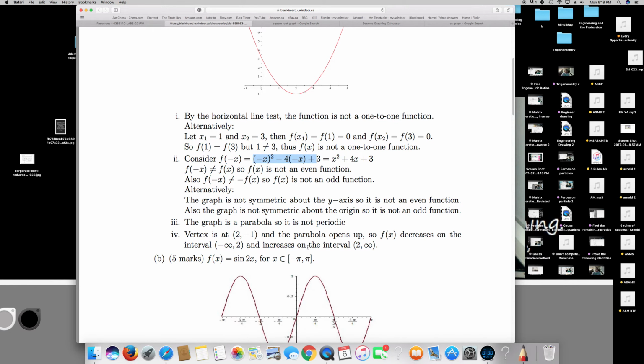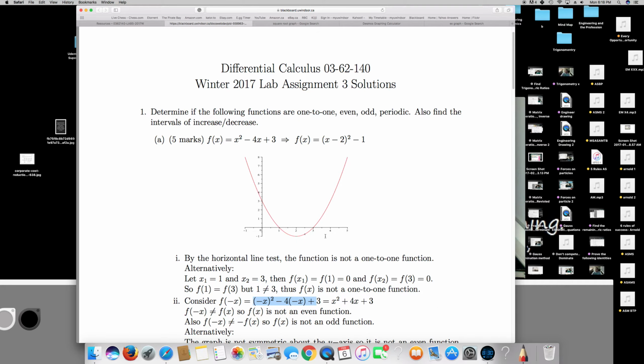And the third one is whether it is periodic or not. Periodic means some pattern is repeating again and again. For this kind of graph, the pattern is not repeating. Therefore this is not a periodic function.